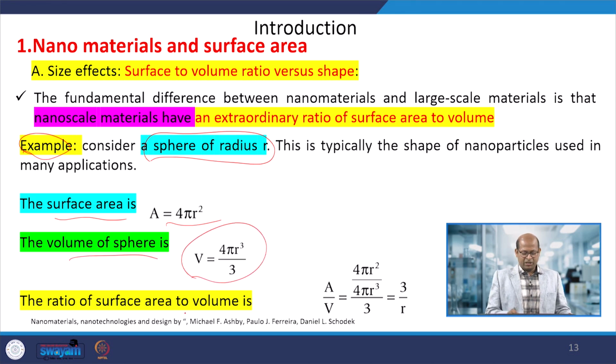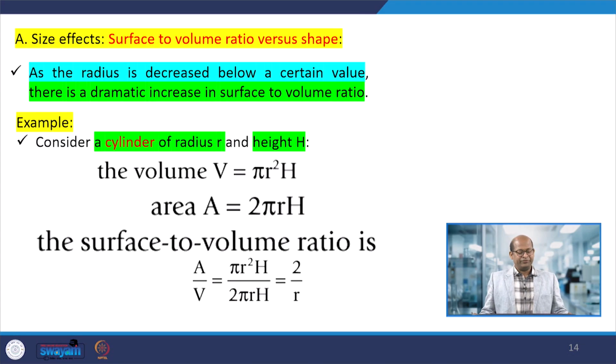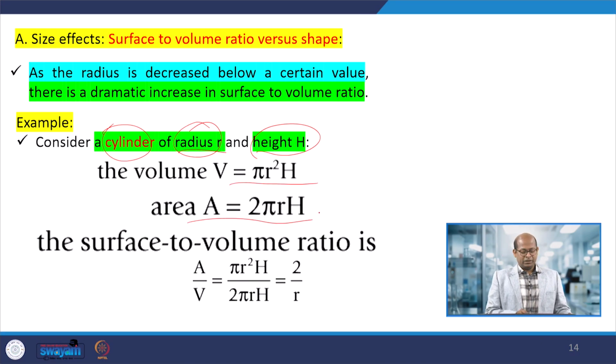When we make a ratio of surface area to volume, the ratio of surface area to volume is A/V equals 3 by r for a spherical particle of radius r. Similarly, for a cylindrical material, if we convert bulk to nano and the shape may be cylindrical, then for a cylinder having radius r and height h, the volume is this, the surface area is this, and the surface area to volume ratio would be this for a cylindrical type of material.